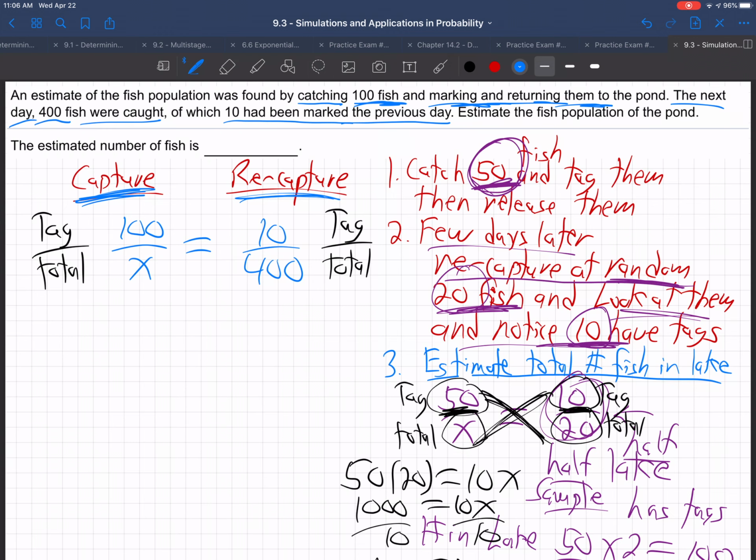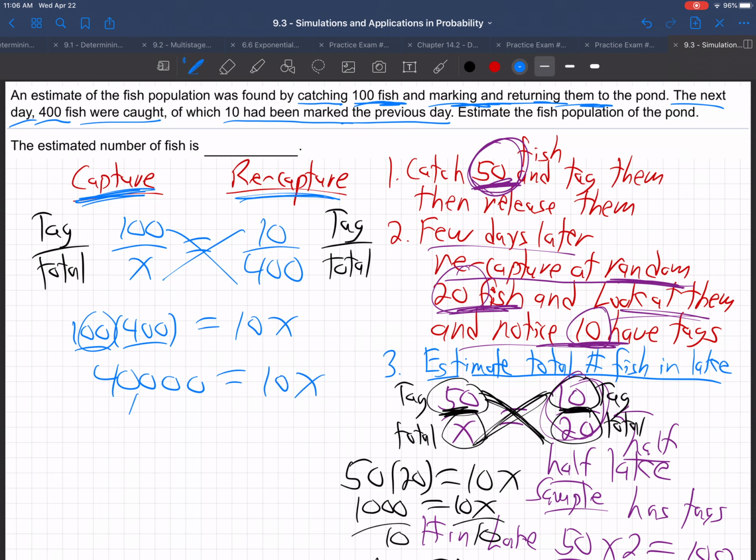Now let's solve that. Cross multiply: 100 times 400 is 10 times x. For 100 times 400, you just do the 400 and add the 2 zeros at the back, so that's 40,000 is 10x. Then you finish solving by dividing by 10 on both sides, which just cuts off a 0. So 4,000 fish. Our estimate is that there's about 4,000 fish in the lake.